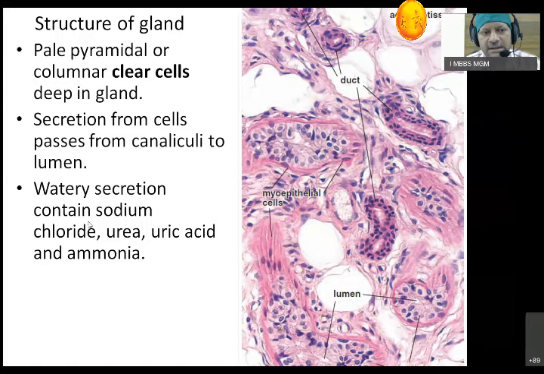They contain sodium, chloride, urea, uric acid, and ammonia. See, these are the things: sodium, chloride, that is the loss, urea, uric acid, and ammonia. Sometimes we may get noise if somebody's mic is on. Please look into that.